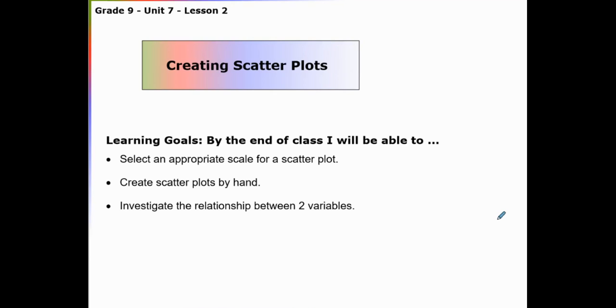We're in Unit 7, which is Data Management with Linear Relationships. And today we're in Lesson 2, Creating Scatter Plots. So our learning goal today is, by the end of the lesson, to select an appropriate scale for the scatter plot, create scatter plots by hand, and investigate the relationship between two variables.